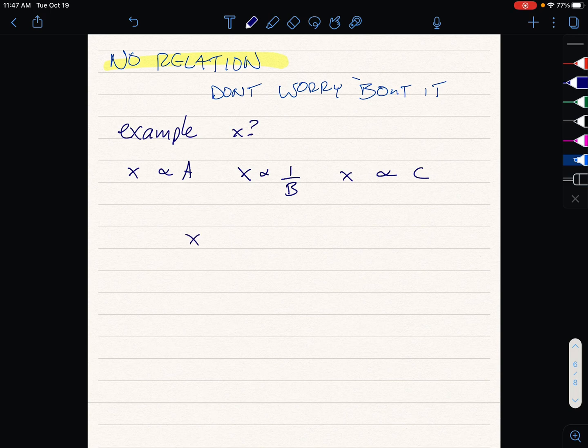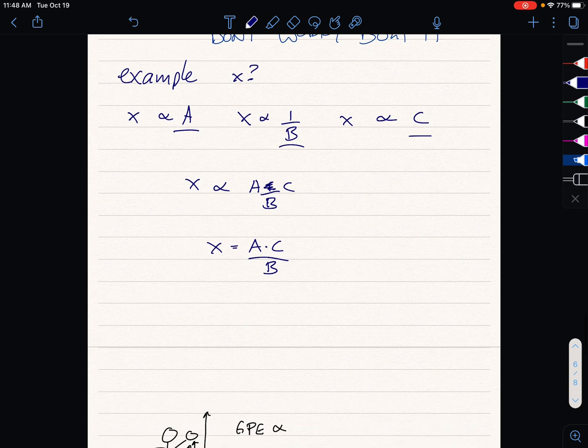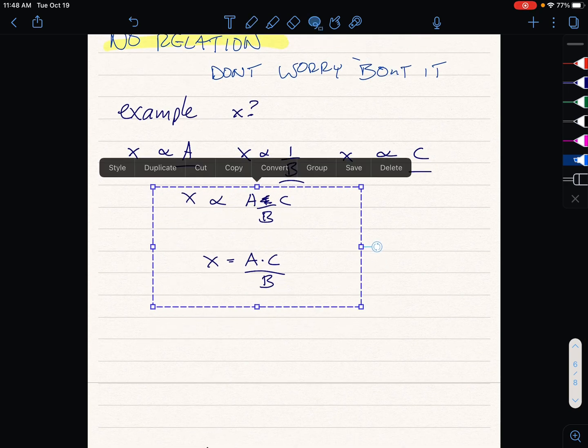Well, to figure out what that equation is, I'm going to take the 3 things, 1, 2, 3, that x is related to, and I'm just going to smash them right next to each other like this: a, 1 over b, c. And I'm just going to squish them together and multiply. Now, of course, the 1 just goes away, and my formula winds up being x is a times c all over b. Right? So, let me just move this up a little bit higher, get out of the way here.